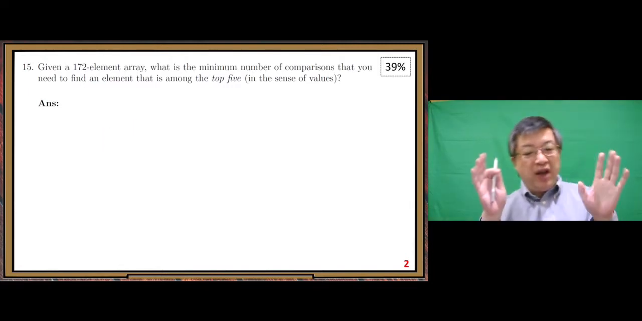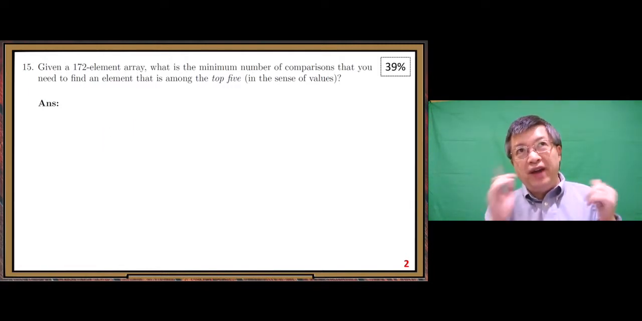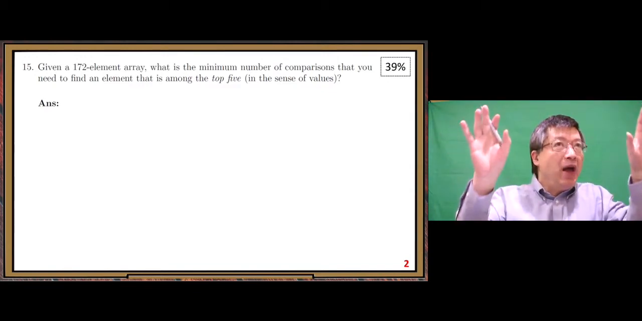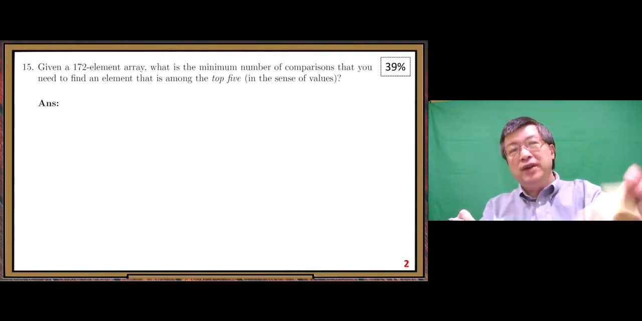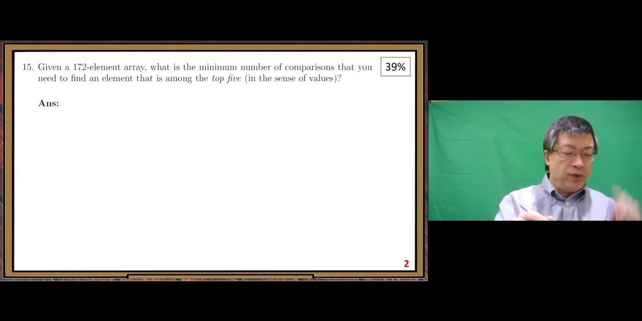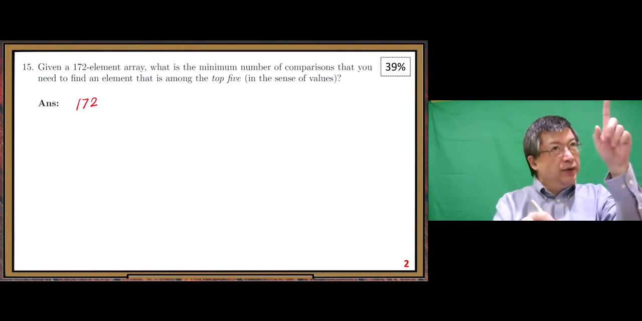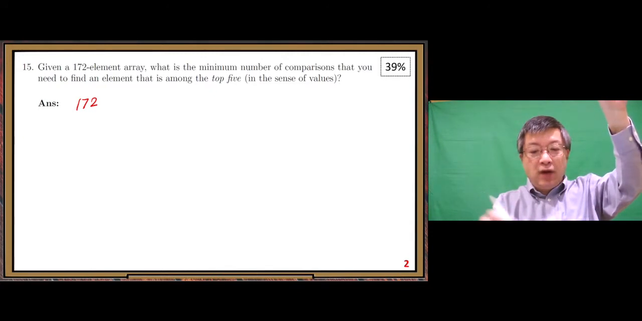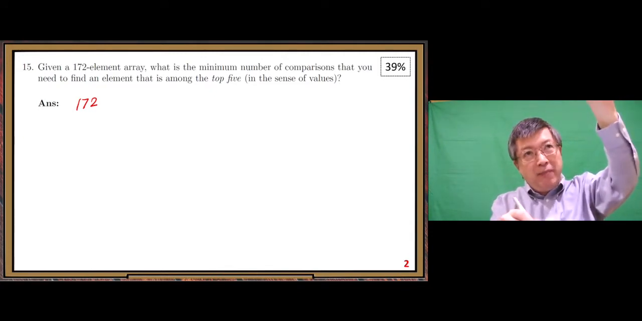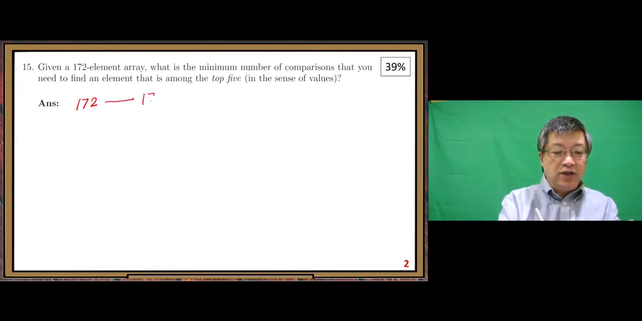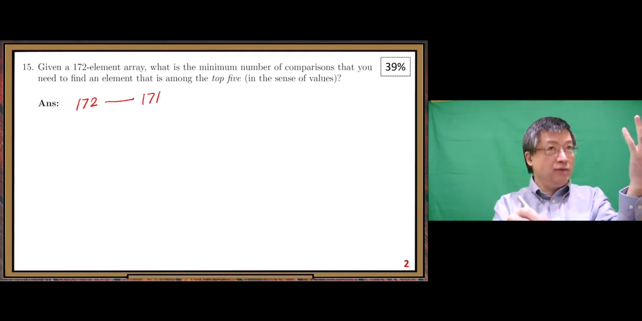Now, let me explain this question. It's not that hard, because after you understand my hint, it may not be that hard. But I saw many students do it this way. First, 172 elements. Find top 5, right? Find the top maximum element. In that case, we need to use 171 comparisons, right? 172 minus 1.